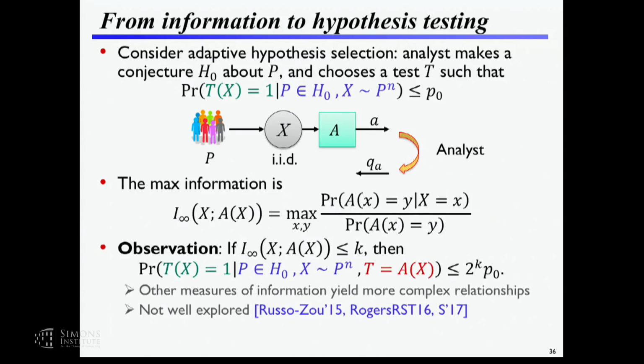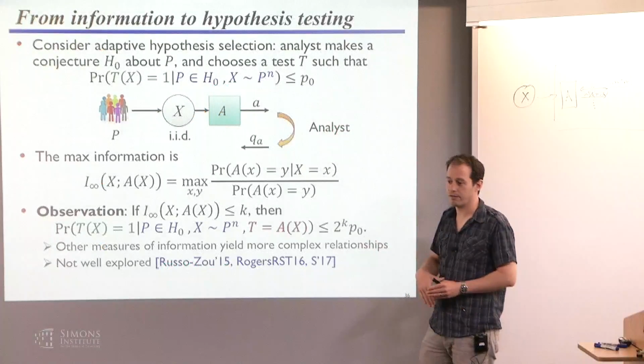So it's easy. Suppose I had a guarantee about the max information between the algorithm A and the data set X. Then I could use it to bound the possibility of a false acceptance, even when this conjecture was formulated adaptively based on the output of the algorithm. Specifically, if the max information is at most k, then when I additionally condition on the fact that the test and H0 were chosen based on the output of A, this probability of bad stuff happening goes up by a factor of at most 2 to the k.